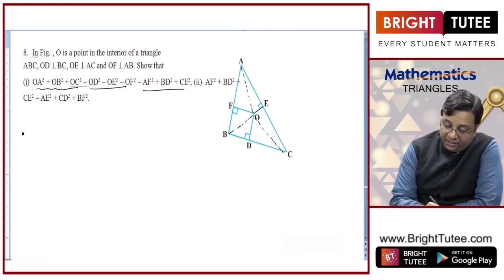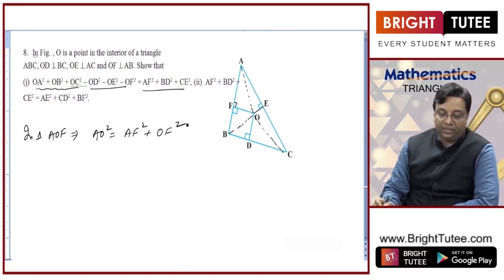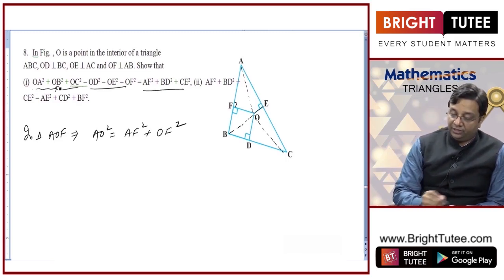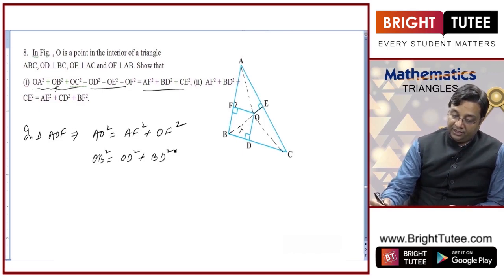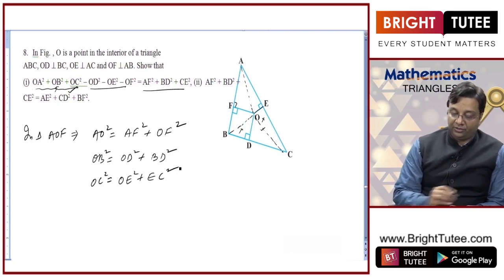Okay. In triangle AOF, this angle is 90. So, AO square is equal to AF square plus OF squared, right, by Pythagoras theorem. Now, OB square. So, in this triangle here, OB square is equal to OD square plus BD square, right. And the third thing I require is OC square. So, OC square in this triangle, let us say, is OE square plus EC square.